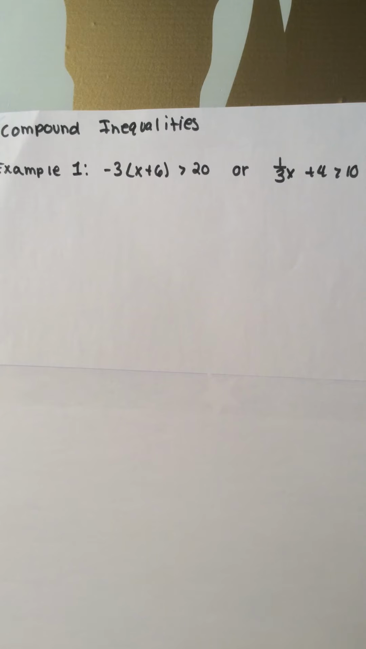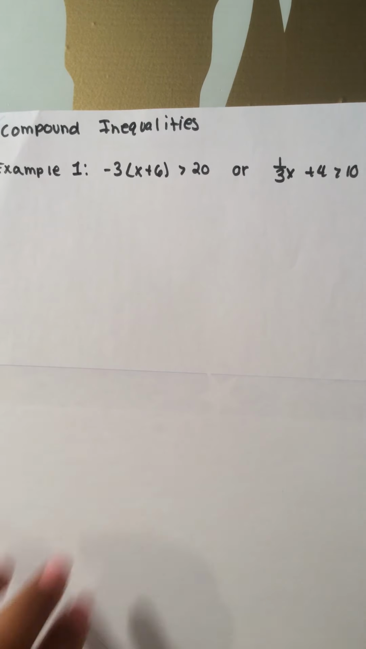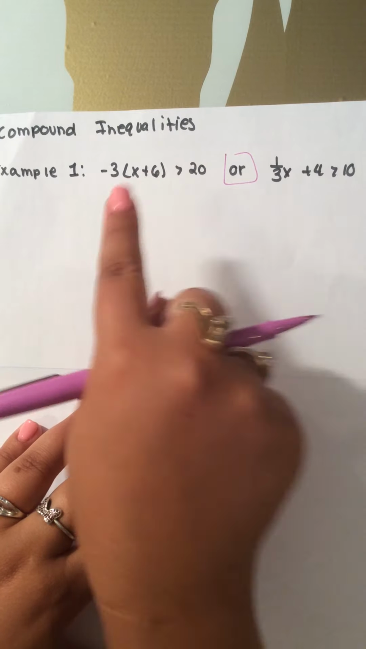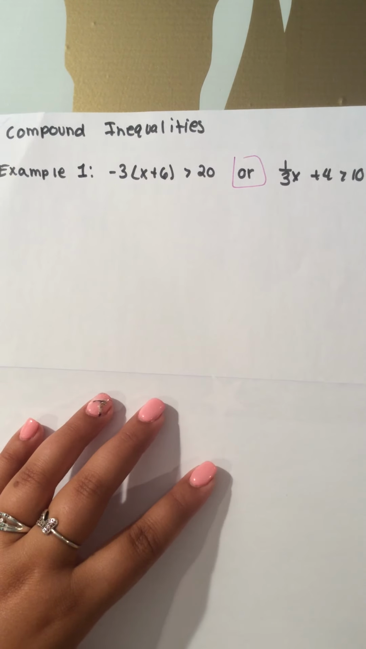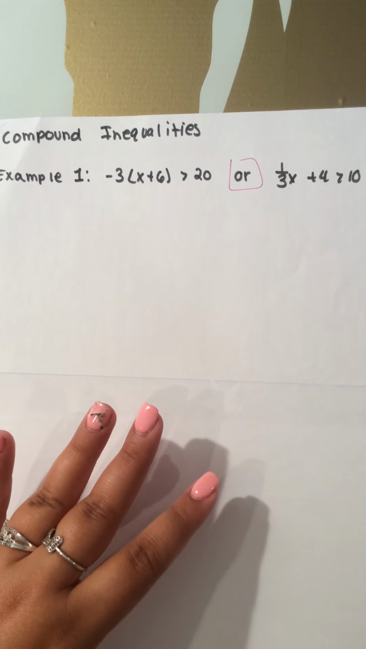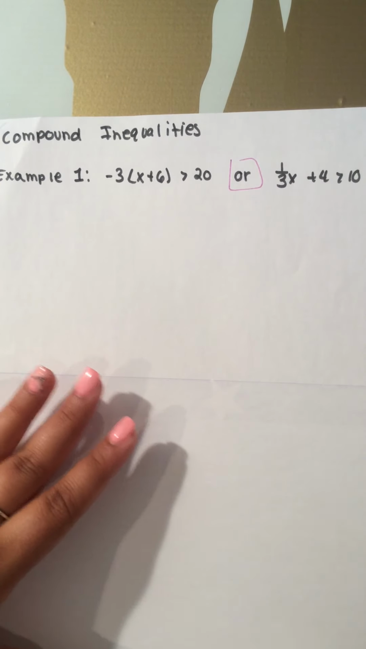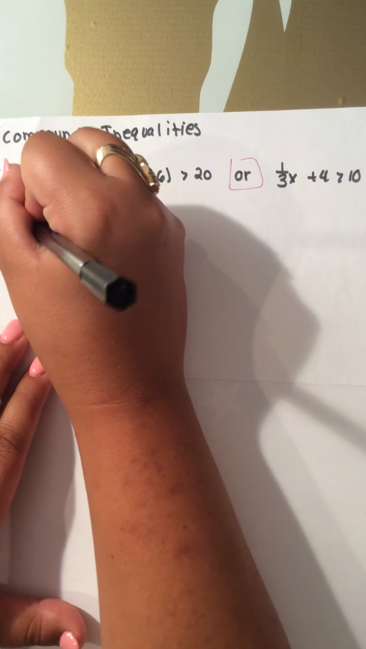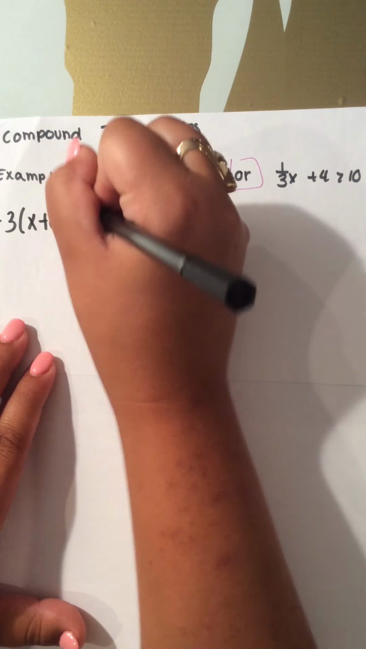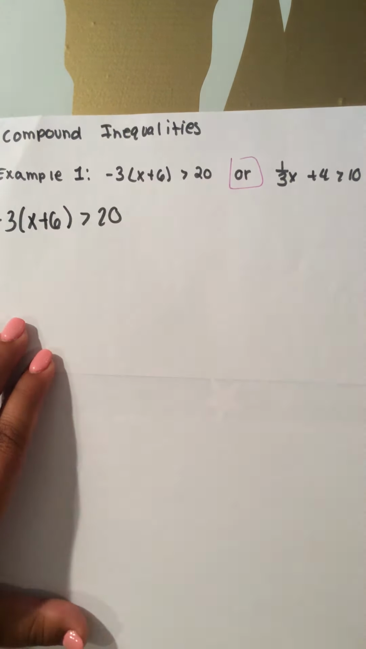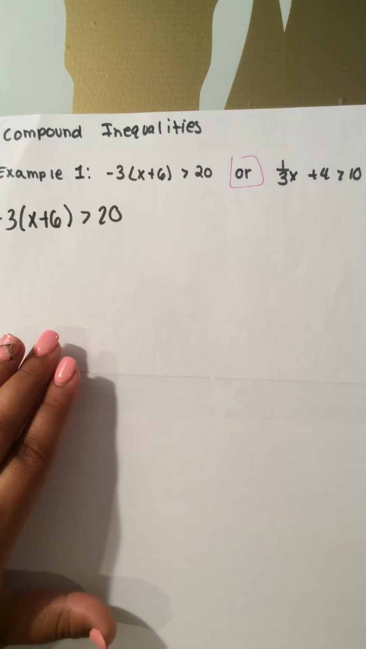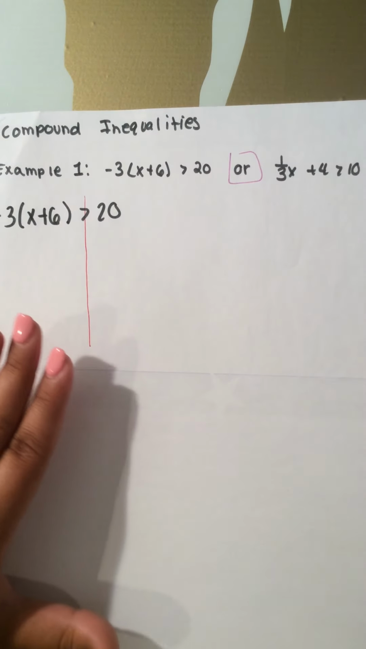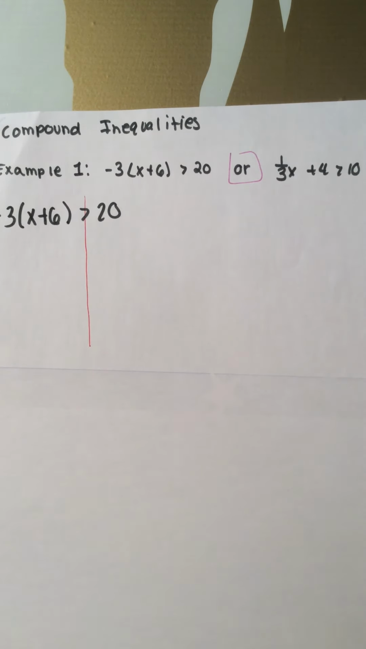So what this "or" means, and I'm actually going to box it, is that these are two separate problems. So I'm going to solve them each individually. They're both going to have a different answer, and that's okay. So I'm going to start with this left one. Negative 3 times (x plus 6) greater than 20. And just like in that last video, I'm going to draw a line down the inequality, and I'm just going to solve for it like I normally would.